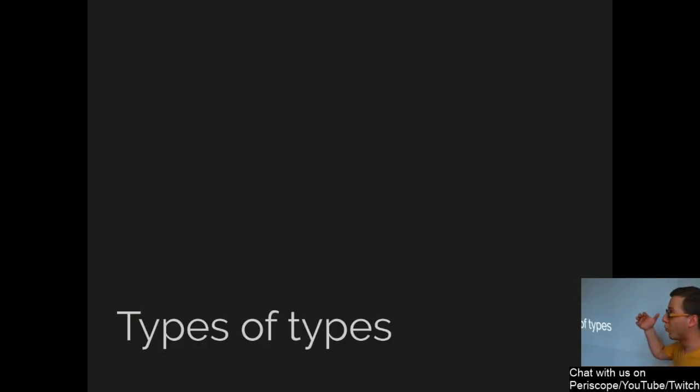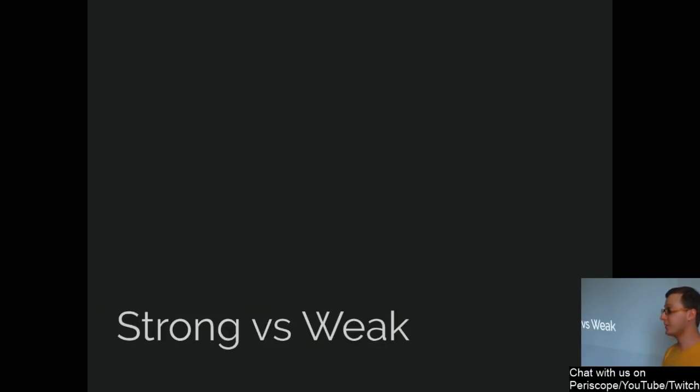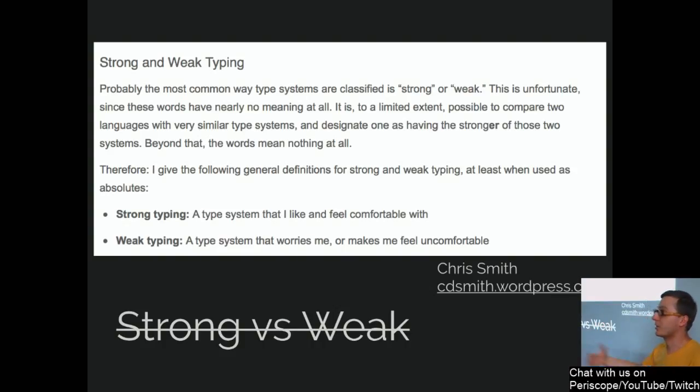Okay, well then what are the types of programming languages? If you have to have types, what are the categories of typed programming languages? Oftentimes you hear strong versus weak: my language is strong and JavaScript is weak. That is actually a completely meaningless term. It has no resemblance to anything in type theory.